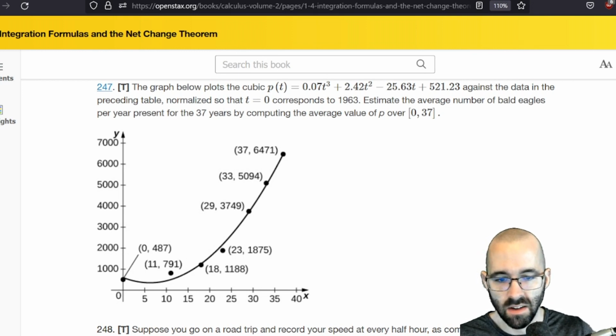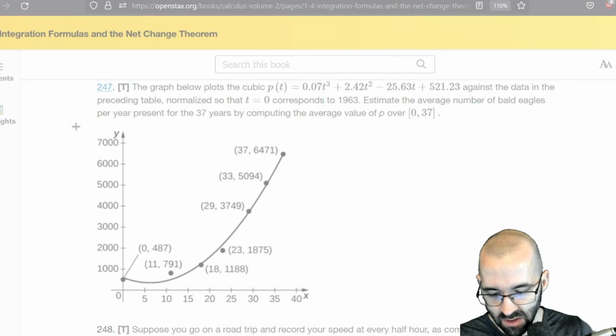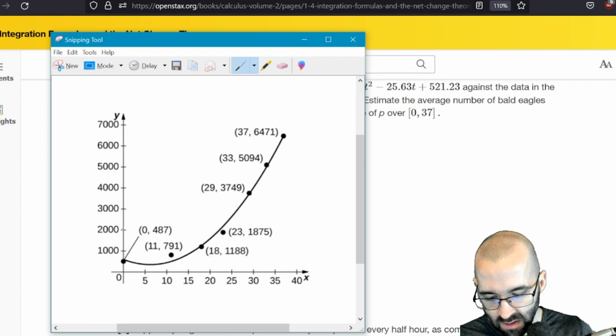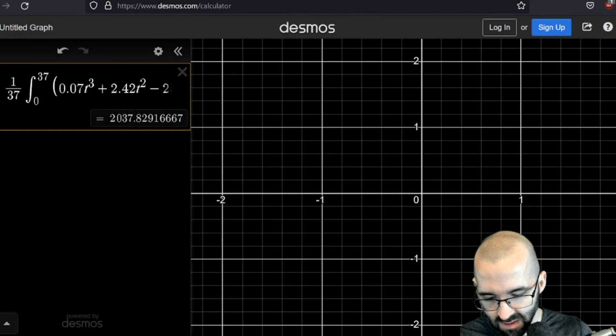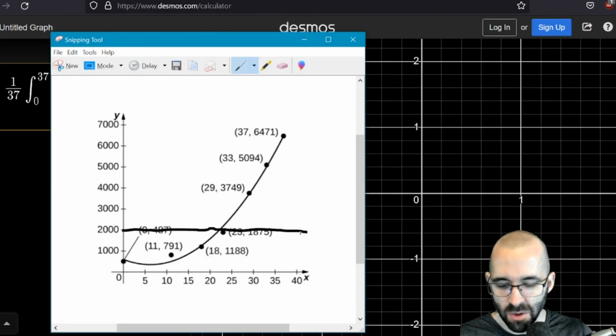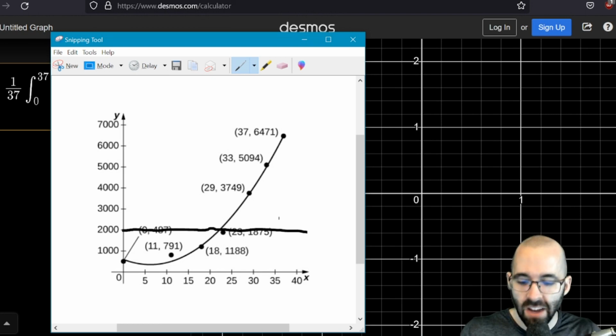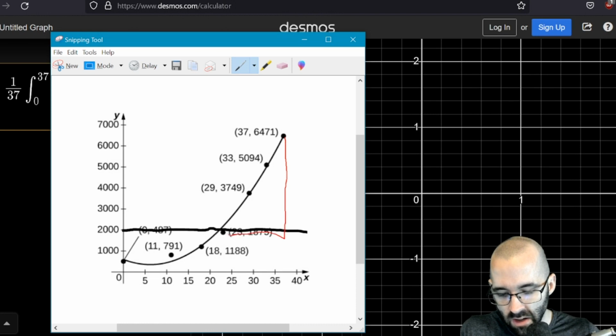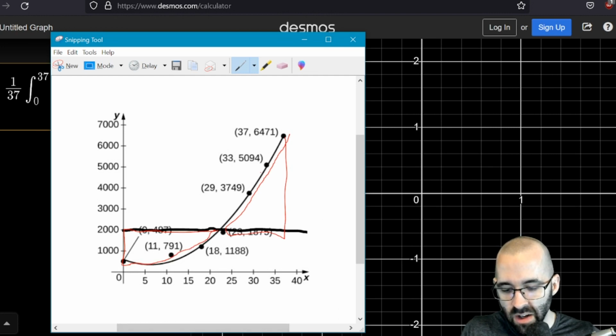If I draw, hold on, there's a way for me to kind of do this for you. If I draw a horizontal line, wait, was it actually 2,000? Yeah, close to 2,000. Remember one of the ways that we think of average value is the area above being about equal on our interval to the area below. Is that first red area about equal to the second red area? Sure, looks believable. Looks roughly the same.